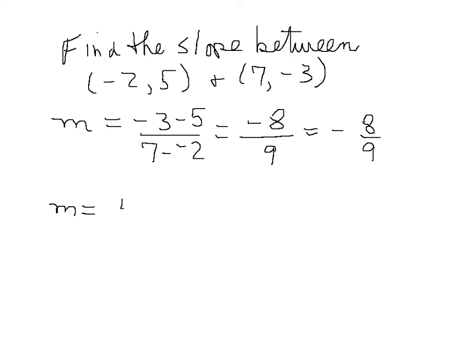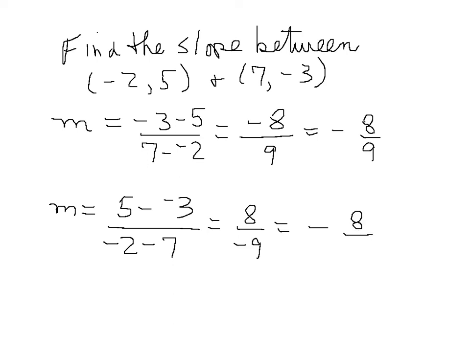But remember, it doesn't matter which order we subtracted. So I could have subtracted as 5 minus minus 3 over minus 2 minus 7, and that gives us 8 over minus 9, which again is the same as minus 8/9. So it doesn't matter what order you subtract in, but you just have to be consistent. In other words, this number minus this number, or this number minus this number, will be the same as this number minus this number over this number minus this number. And that's what we showed in this example right here.